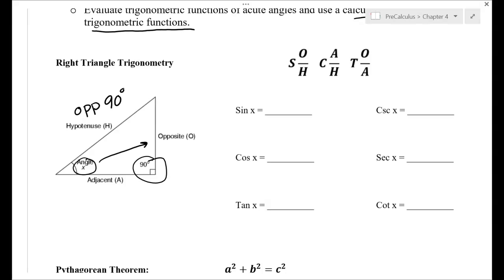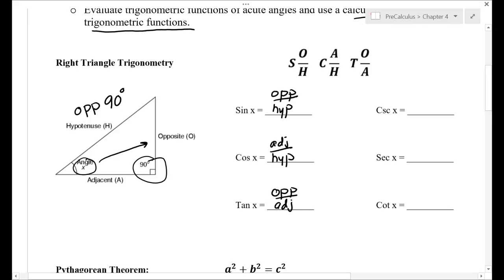So review, sine is opposite over hypotenuse. So you take the length of the opposite side and divide it by the length of the hypotenuse. Cosine, you take the adjacent side, divide that by the hypotenuse. And tangent is opposite over adjacent.